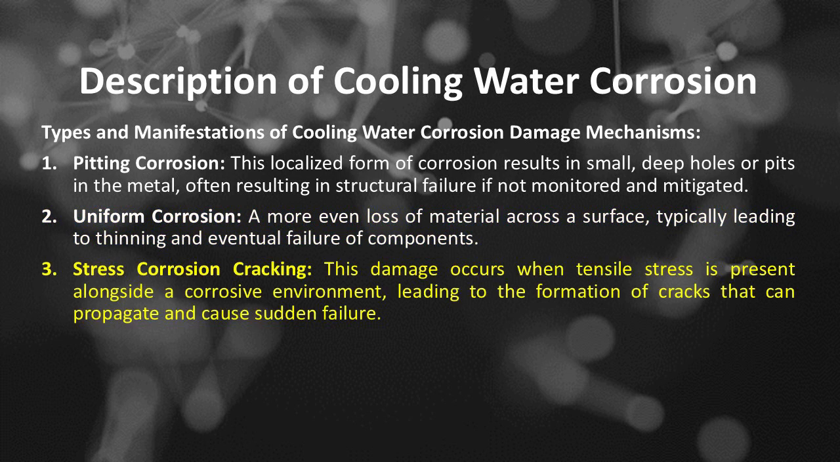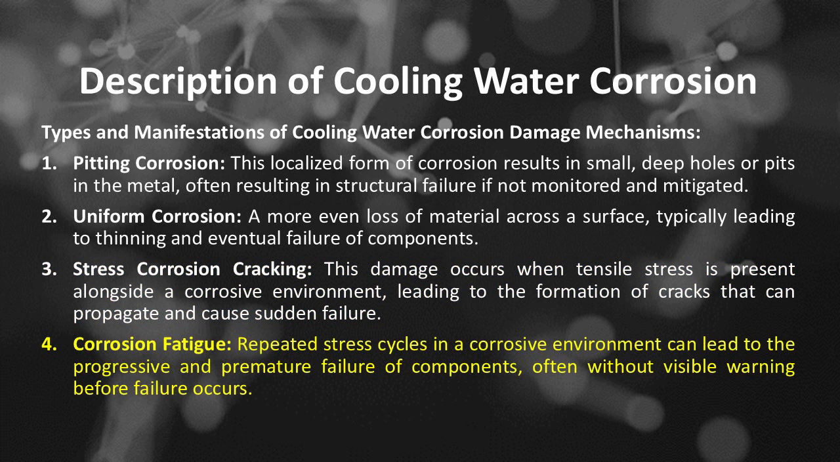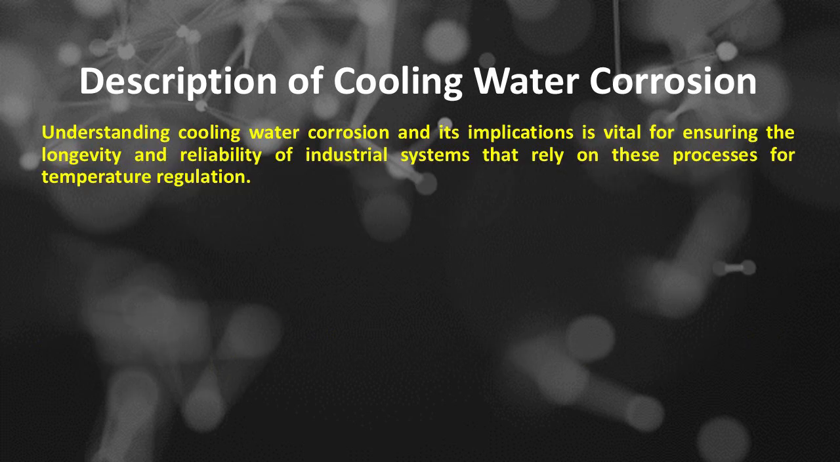Number 3 is stress corrosion cracking. This damage occurs when tensile stress is present alongside a corrosive environment, leading to the formation of cracks that can propagate and cause sudden failure. Number 4 is corrosion fatigue. Repeated stress cycles in a corrosive environment can lead to the progressive and premature failure of components, often without visible warning before failure occurs. Understanding cooling water corrosion and its implications is vital for ensuring the longevity and reliability of industrial systems that rely on these processes for temperature regulation.